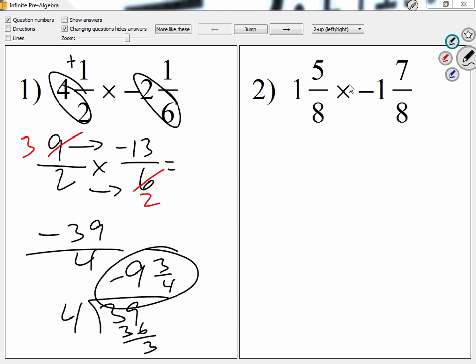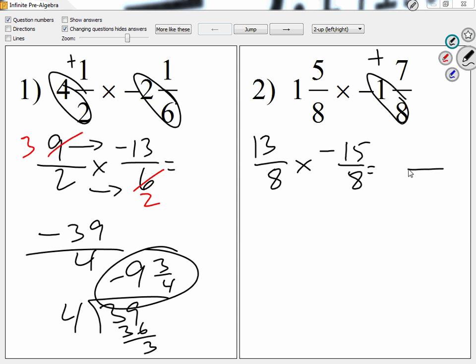Looking at question number 2. To begin with, I'm going to have an 8 at the bottom, 13 on top. For the second fraction, an 8 at the bottom, and 15 on top. Remember, the way I came out with the 15, I went 1 times 8 plus 7. So remember, that's how I changed each of those. Simplify if you can. A number from the top, a number from the bottom. In this case, we cannot. Right? I see two 8s, but they're both at the bottom. That should be 1 on top, 1 at the bottom. I cannot. So I'm just going to multiply straight across.